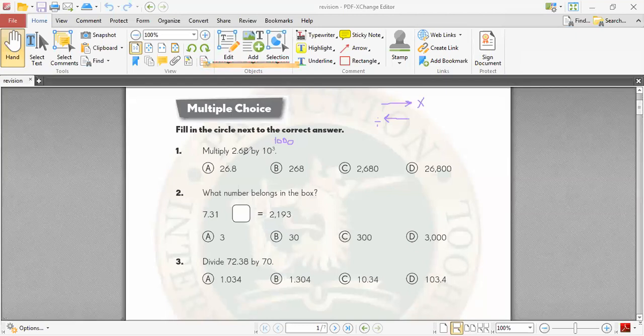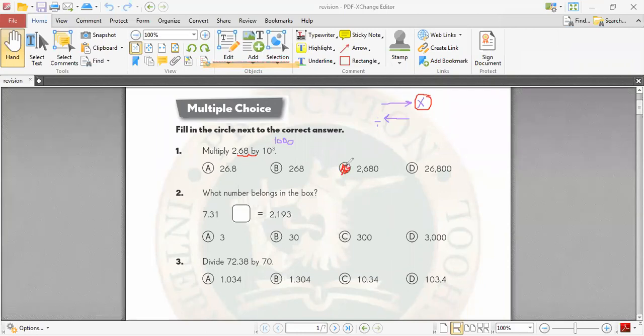So when we multiply this number by 1000, this means that I'm going to move the decimal point to the right, because multiplication moves the decimal point to the right. So we're going to move it 3 steps to the right. This is 1, 2, 3. So it's going to be 268, and I have here an empty space, so I will put 0. So the answer will be 2680. This means that here number C is the correct answer.